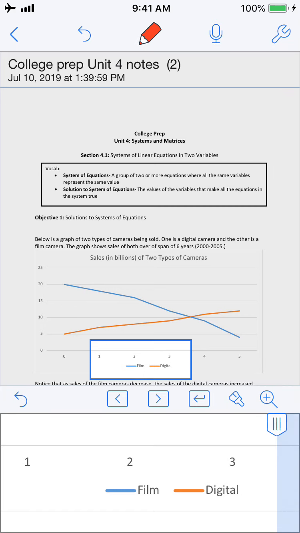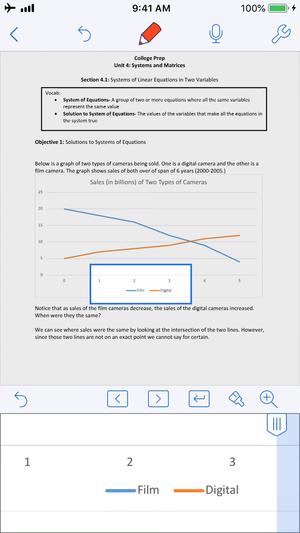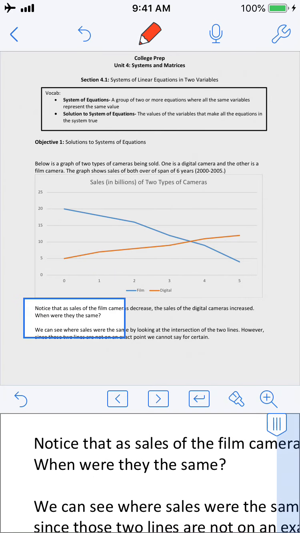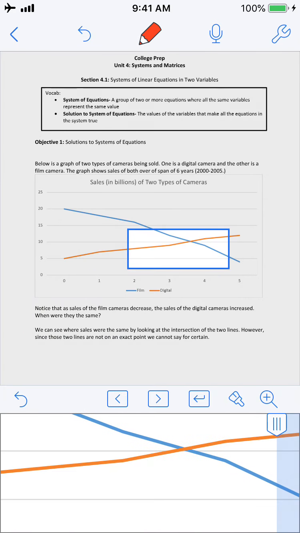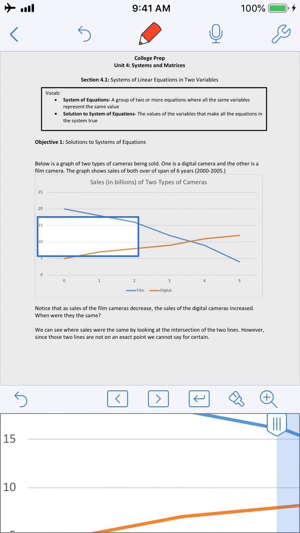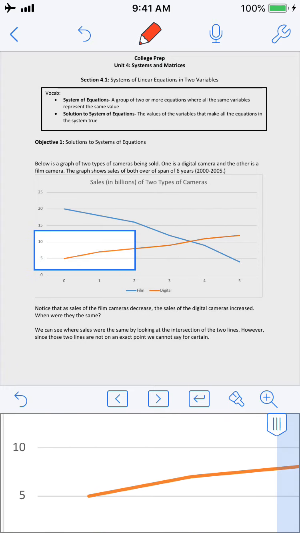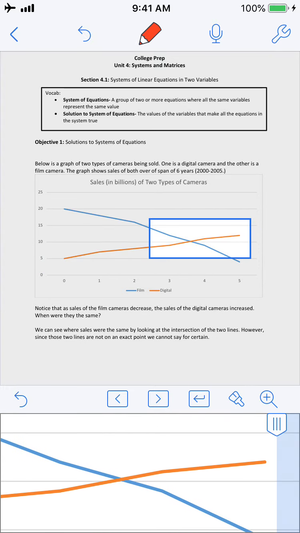Digital is going up and film's going out, right? We can see that film is going down and digital is going up. Notice that the sales of film cameras decreased. When were they the same? That's the key question here. When were they the same? Well, for reading the graph, the same would be right about here.